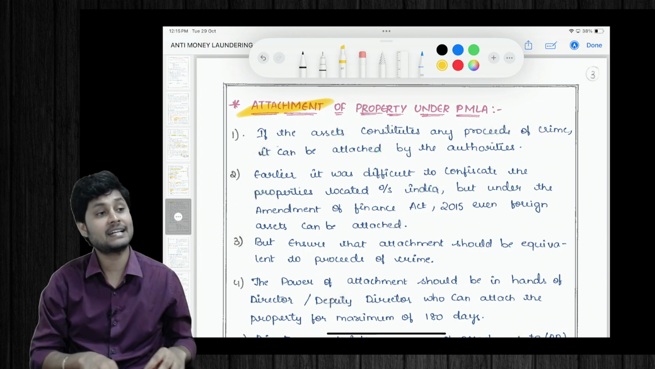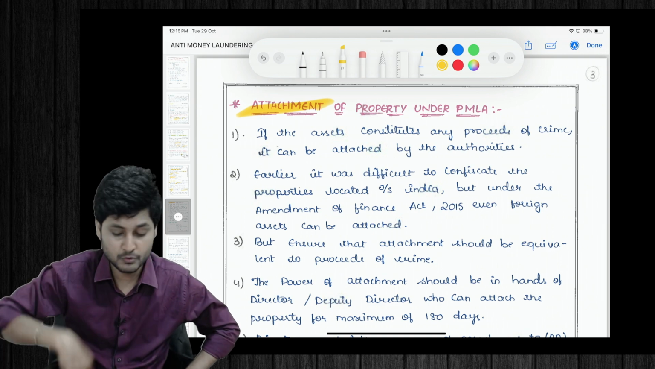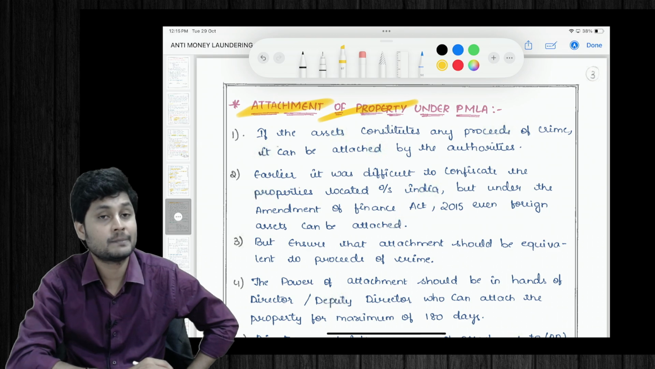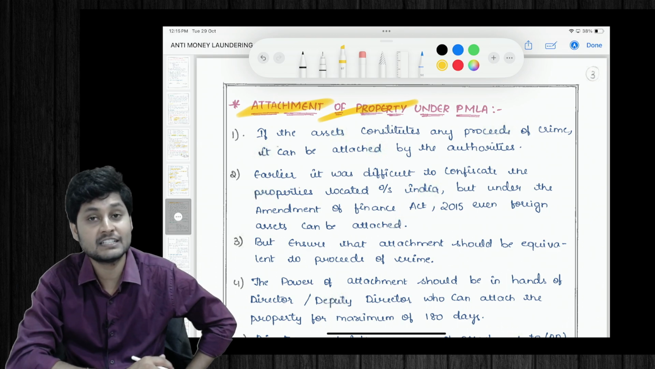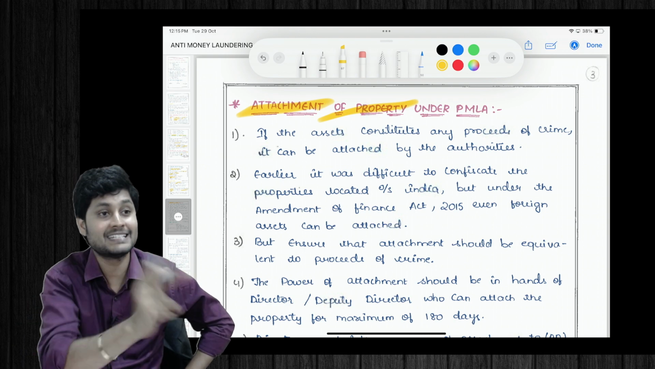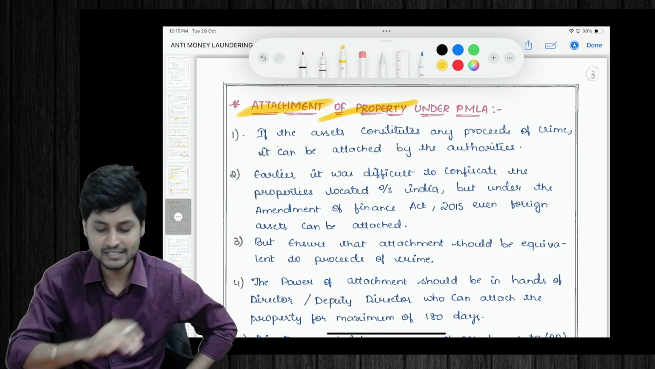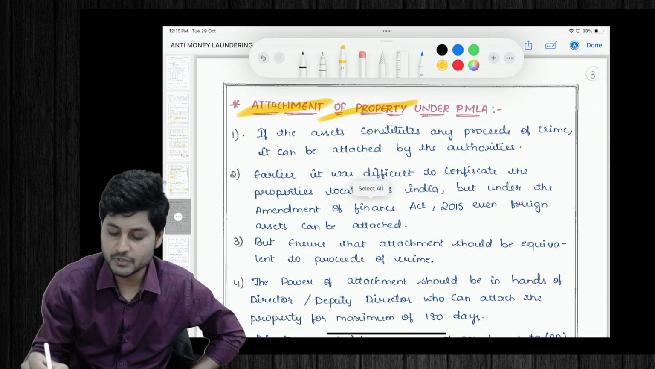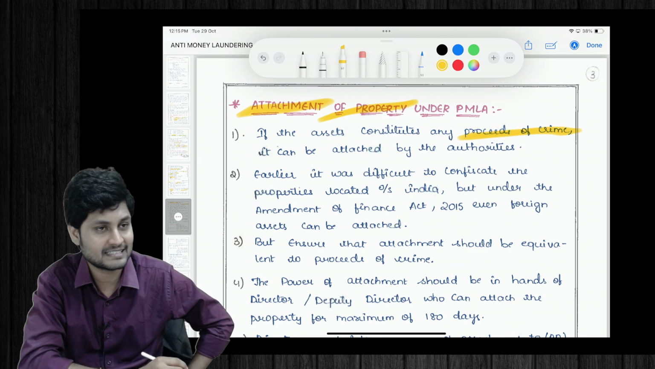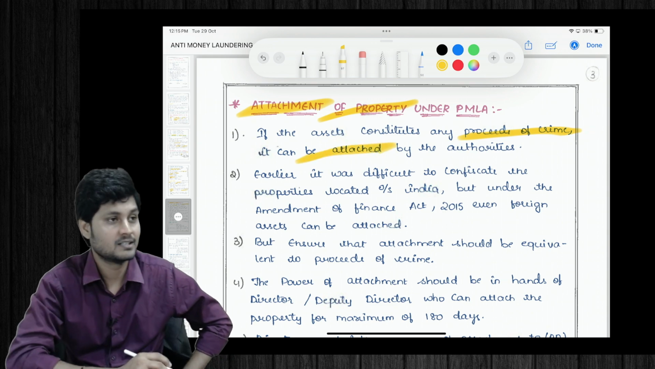Now PMLA attachment of property. PMLA lo attachment. So what is this property? Now you obtained the property from the proceeds of the criminal activity, and that property may be now seized by whom? The department, PMLA department. Okay, if the assets constitute any proceeds of crime, assets నీకు ఎలా వచ్చేంట? How did you get the asset? Proceeds of crime, then it can be attached by the authorities.